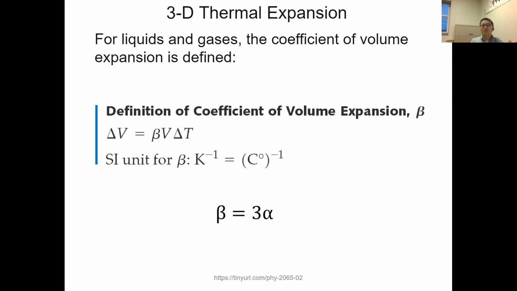You can assume it's a cube, and then you're going to have the three edges expand in all directions with respect to the temperature change delta T. You're again going to ignore the higher order terms. Then at the end, the volume expansion is approximately 3 times the linear coefficient times the original volume times delta T, the change in temperature. This beta is called the volume expansion coefficient. It's equal to 3 times alpha.